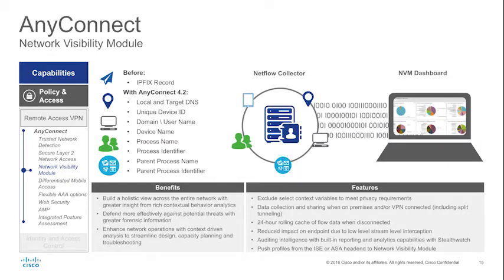The data shared also includes additional context, such as DNS local and target, logged-in user, device name, process name, and ID. The Network Visibility module has a range of operational policy controls, such as not collecting certain user, device name data, or DNS information for privacy reasons, or only collecting and sending flow records when on a trusted network. In addition to superior control and visibility, AnyConnect also enables differentiated mobile access.